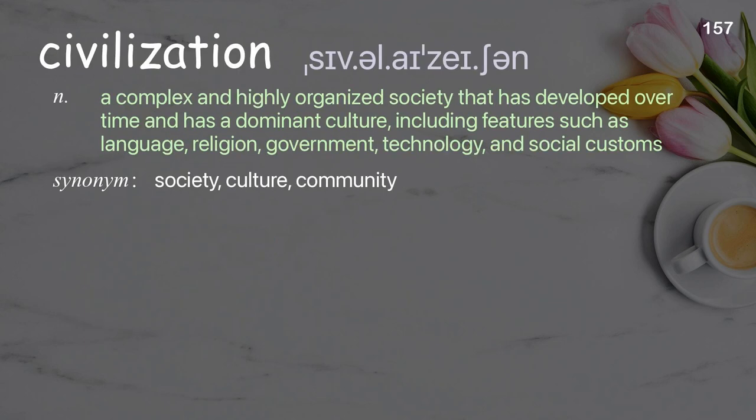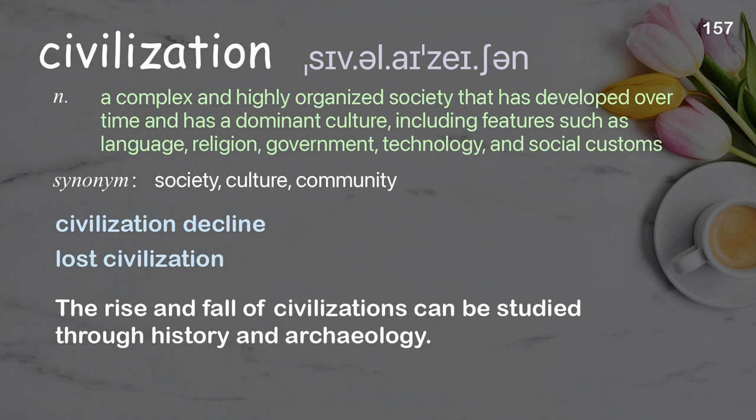Civilization. A complex and highly organized society that has developed over time and has a dominant culture, including features such as language, religion, government, technology, and social customs. Examples. Civilization decline. Lost civilization. The rise and fall of civilizations can be studied through history and archaeology.